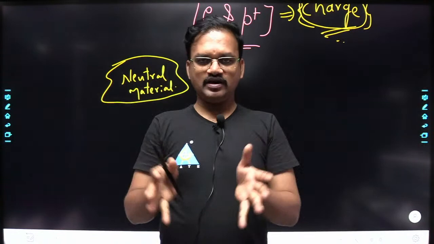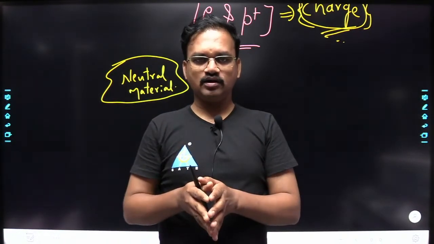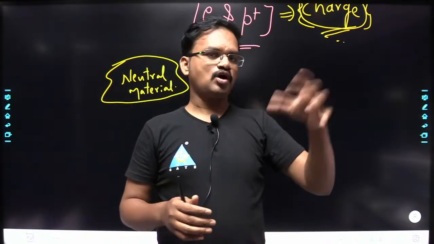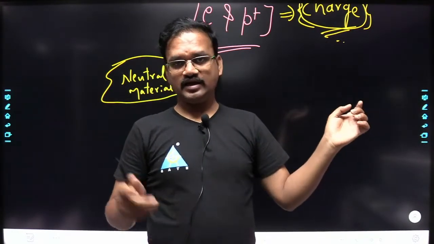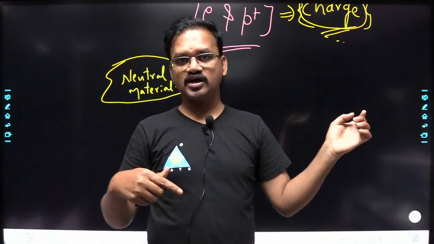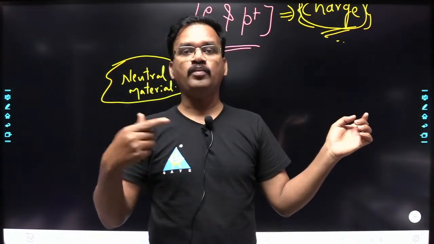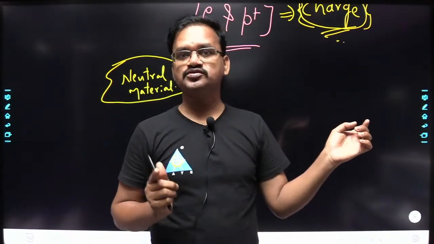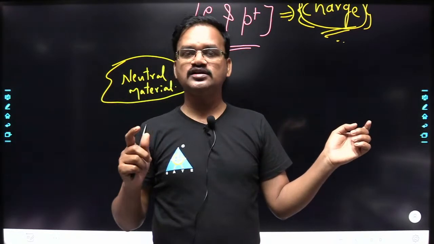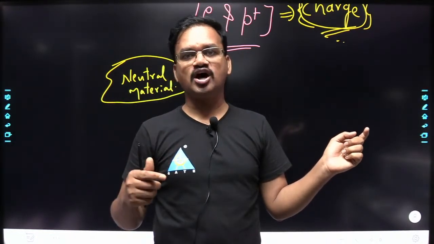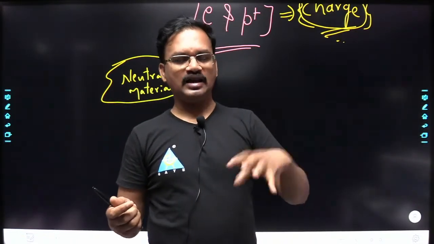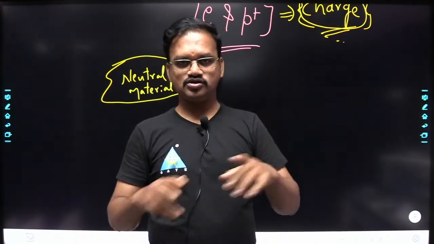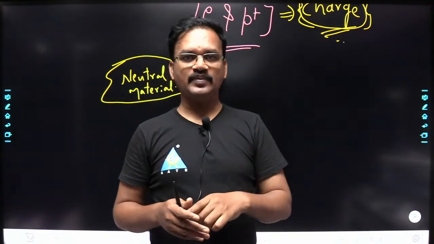If you have a neutral material and you take the electrons out of that material, then in that material the positive charge carriers will become dominant over the negative charge carriers, and hence that material is going to behave as a positively charged material. Yes or no? In the same manner, if you try to supply electrons to a material, then what will happen here?